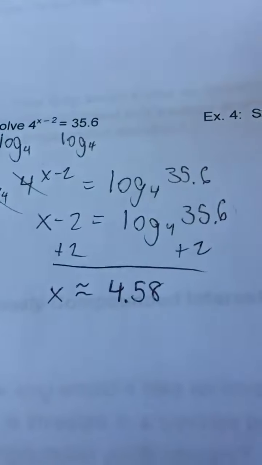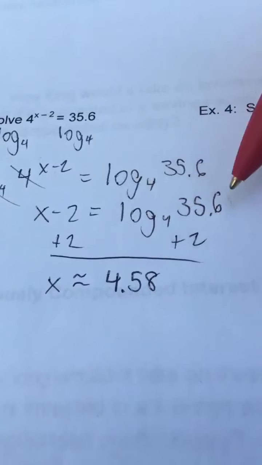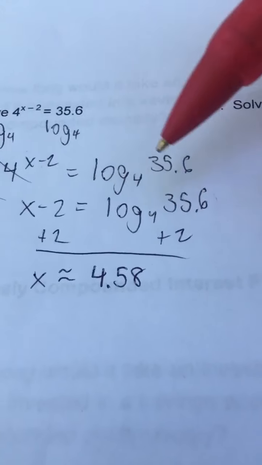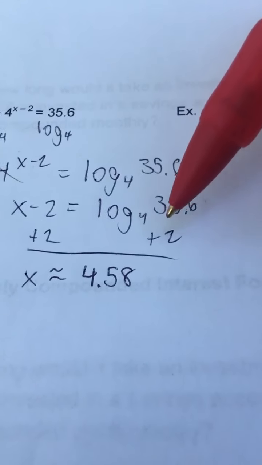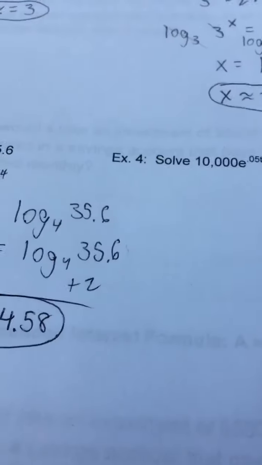Again, if you have a newer calculator to type log base 4 of 35.6 in, you could just hit the math button, scroll down to where it says log base, and you can type it in just like you'd see it. Just don't forget to add 2 onto that answer. 4.58. All right, one more problem really quick, then y'all are going to try something.